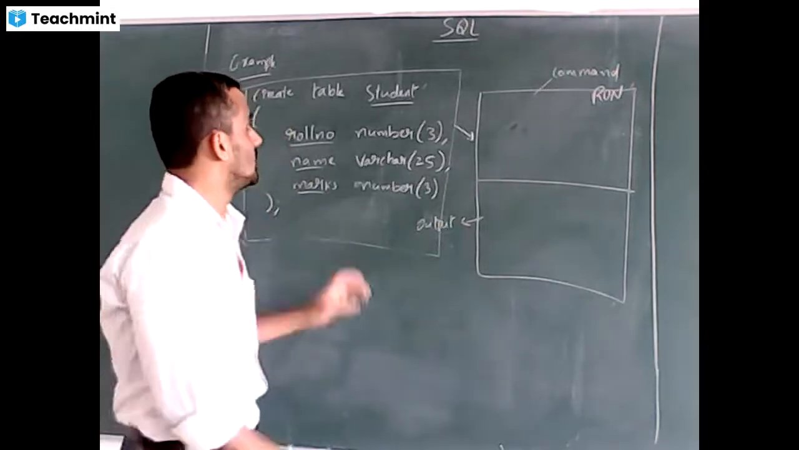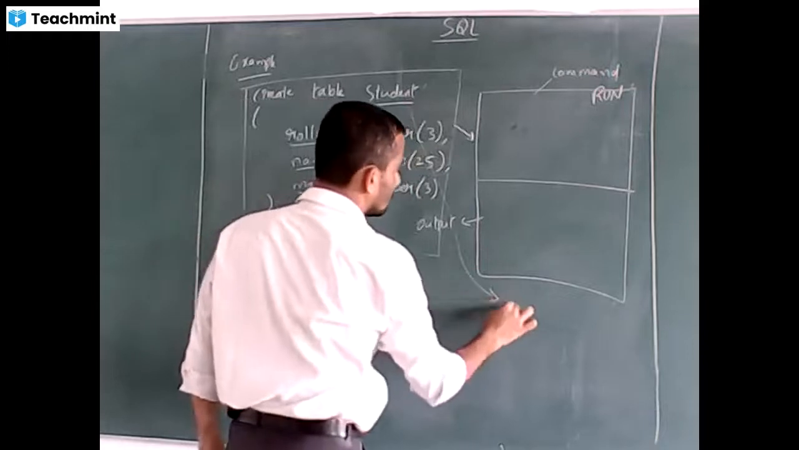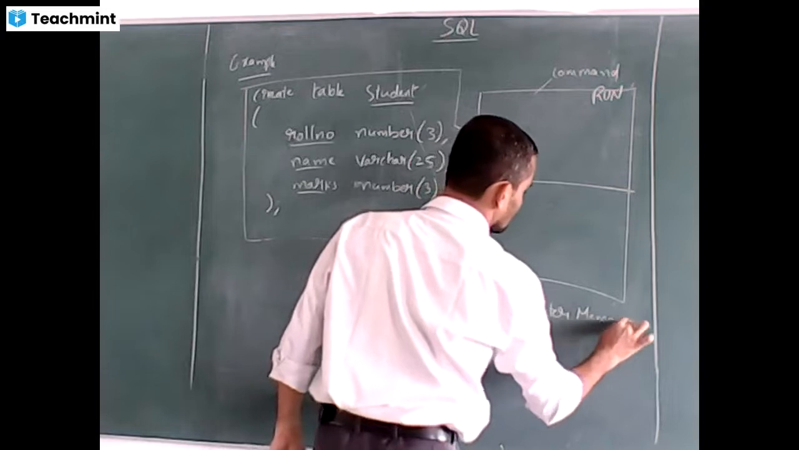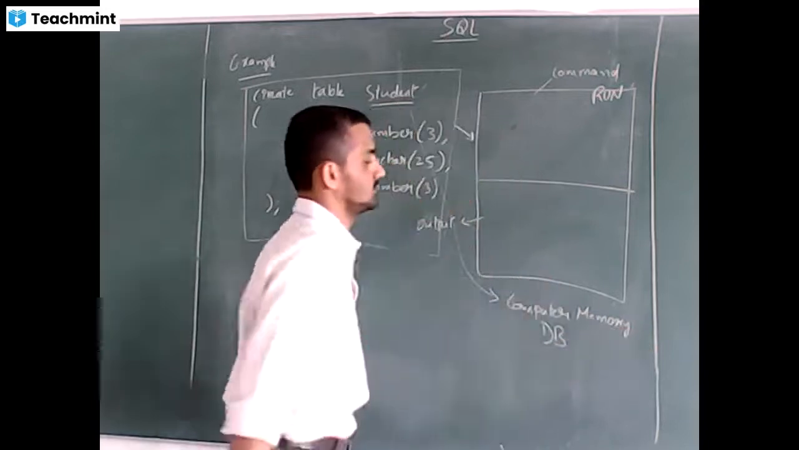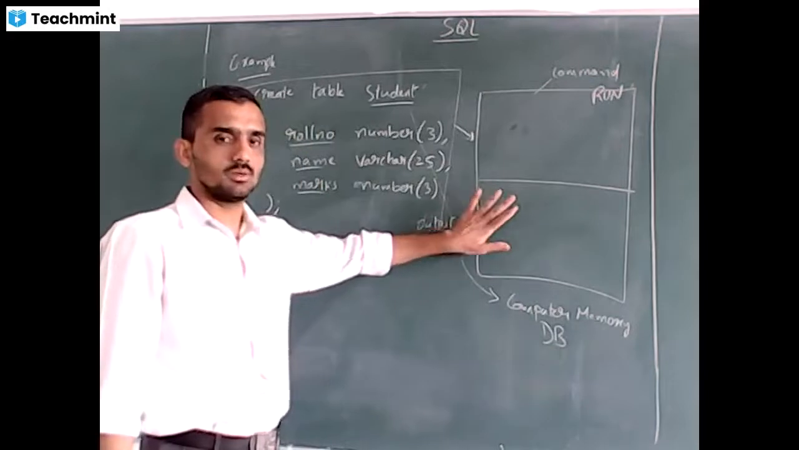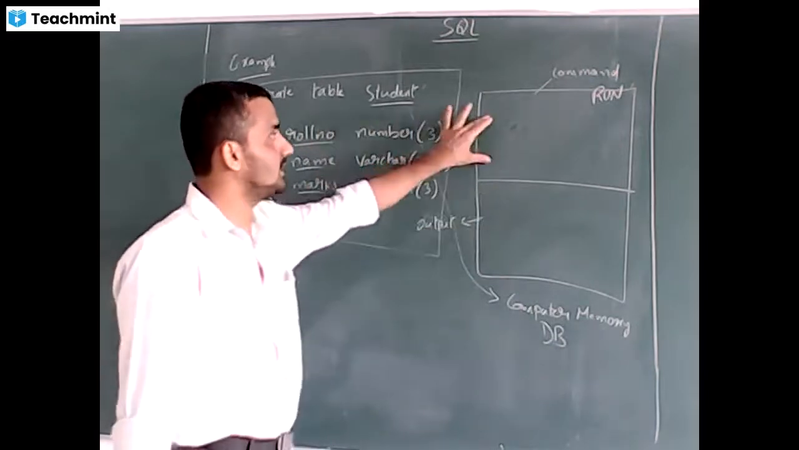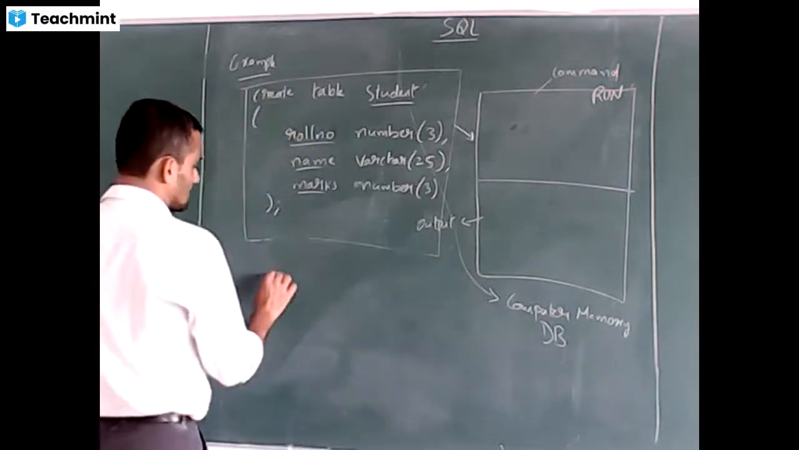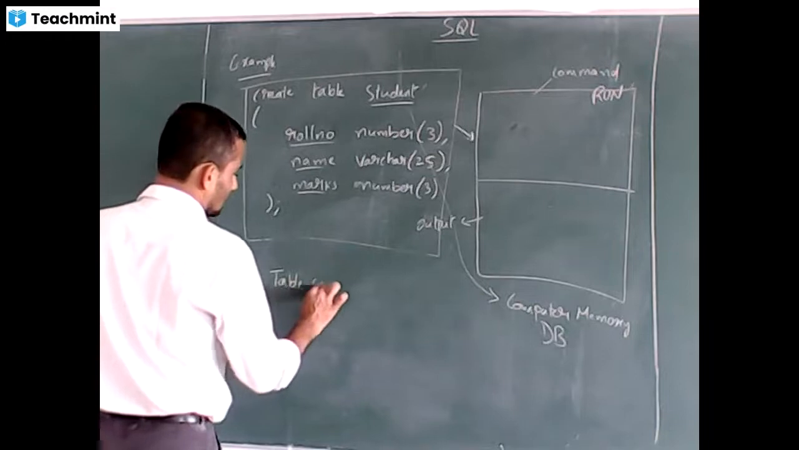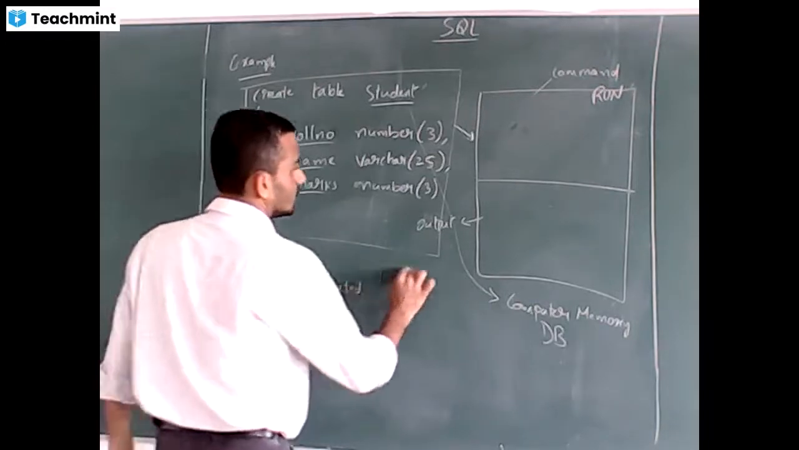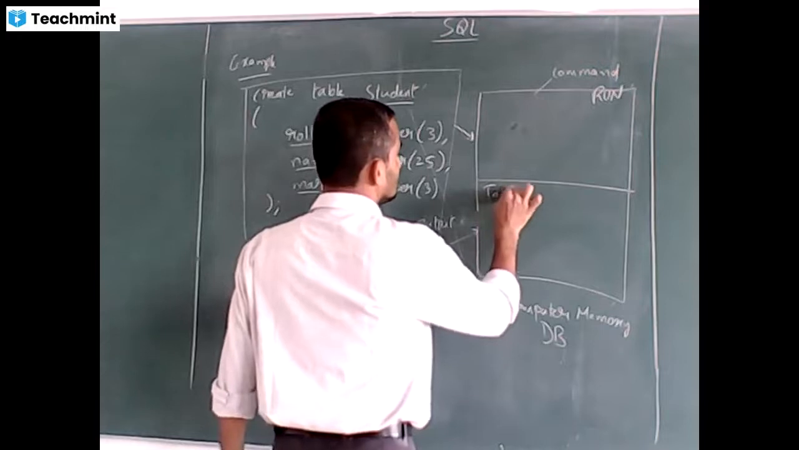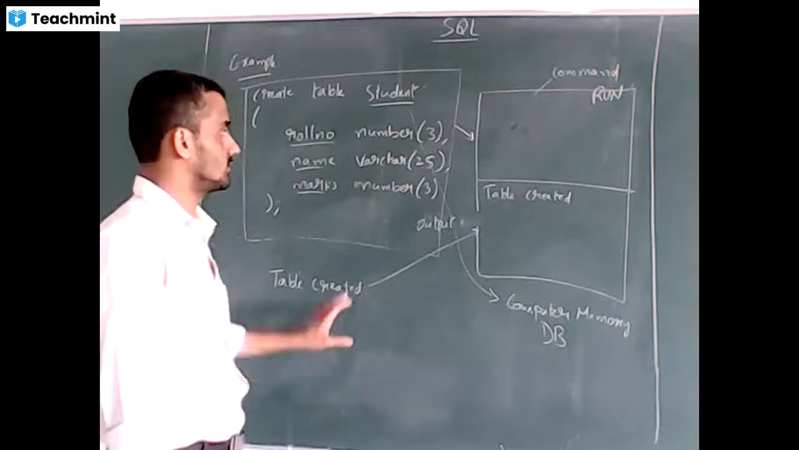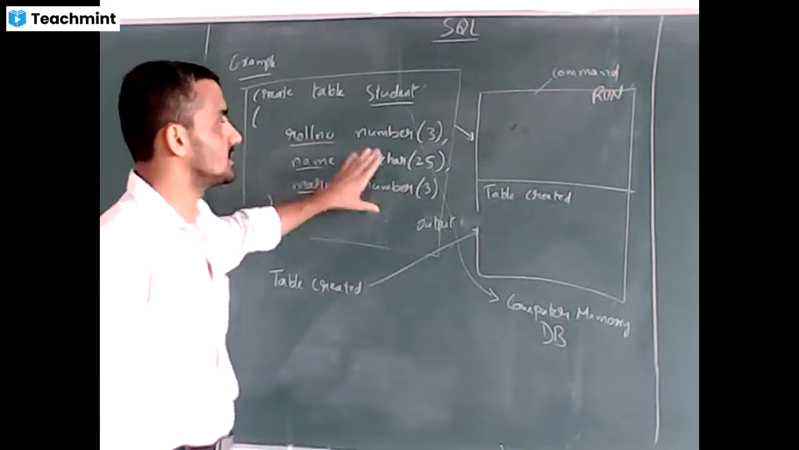What happens is this table is created and it is stored in computer memory as a database. In the output it is not displayed. When you type this command here and click on the run button, the output just displays the message table created. Got it? Just try to understand. When you execute this command, it displays the message table created.